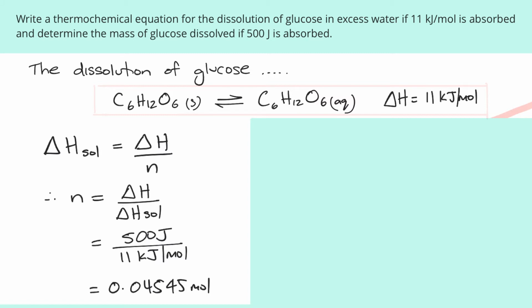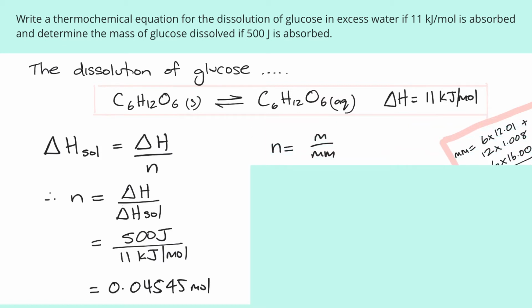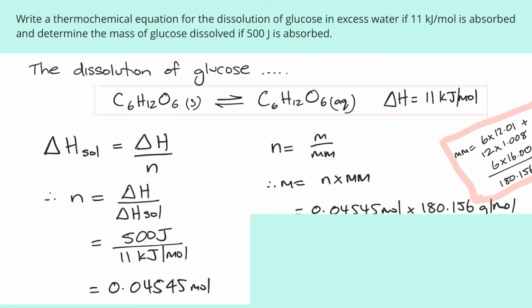Now note that I'm leaving a lot of extra significant figures because you do not round off before you get to the final answer. So we've got the number of moles, but the question asks for the mass of glucose. So we now have to go to our little favourite n is equal to m over MM calculation, and we can work out the molecular mass by adding up all of the appropriate atomic masses, and we can substitute that information in and come up with a mass of 8.188 grams of glucose.